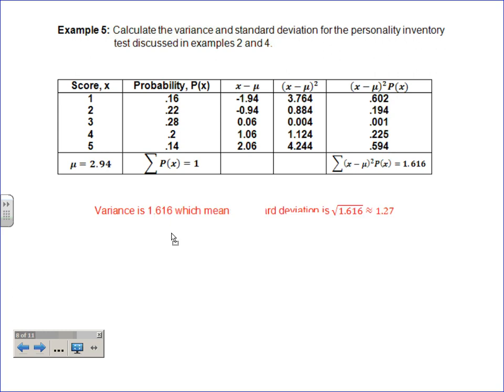Again, how much you would expect. That's one standard deviation, again, right or left. It's about 1.27 if you take the square root. What is standard deviation again? About how far you would expect a value. So if you picked one at random, you would expect it to be within 1.27 of the mean.